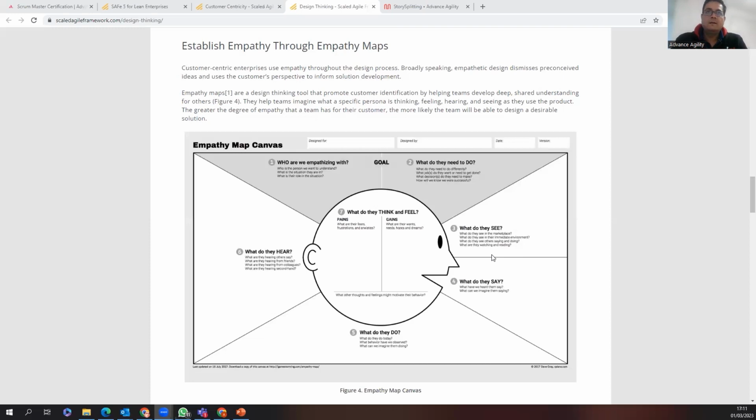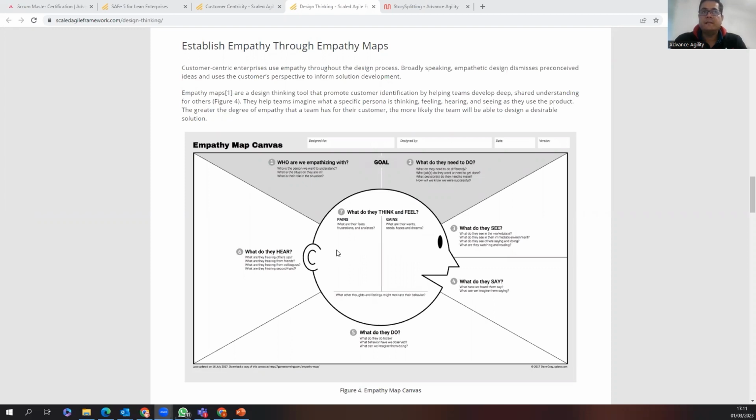Another question we ask is, what do they say? What are they saying? What can we imagine them saying? What are we hearing them say? And then, what do they do? What do they do today? What behavior do they have, and what behavior are we observing with them? And similarly, we can see what they hear as well. So we try to collect a lot of information about them.